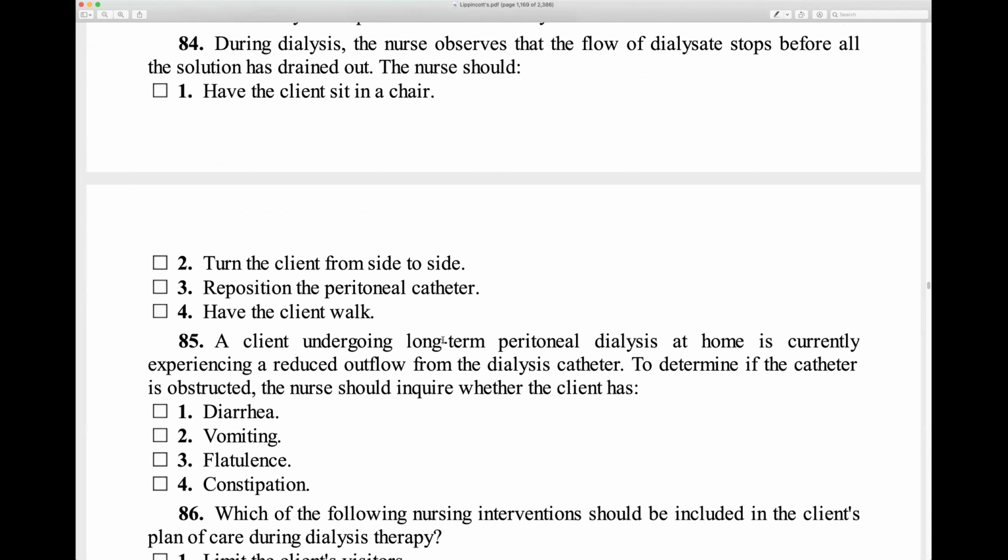Okay? So 84, during dialysis, the nurse observes that the flow of dialysate stops before all the solution has drained out. The nurse should. We're on question 84.